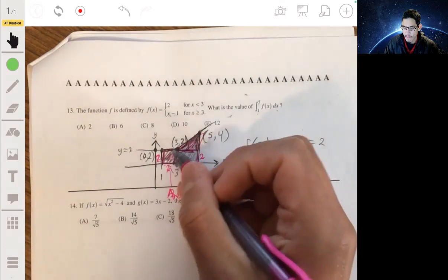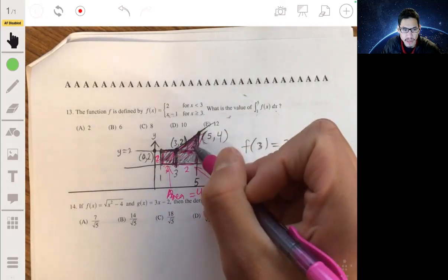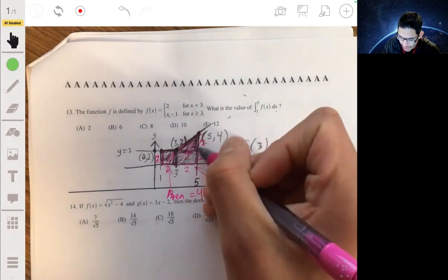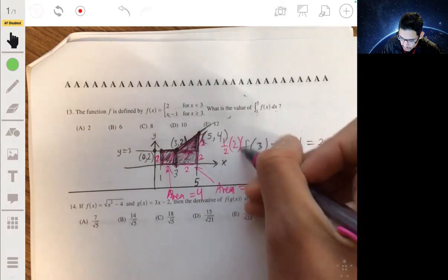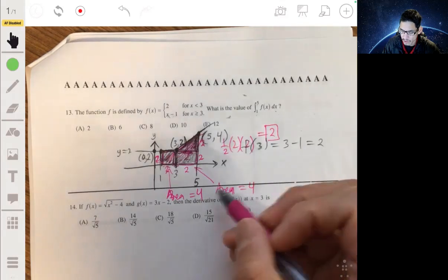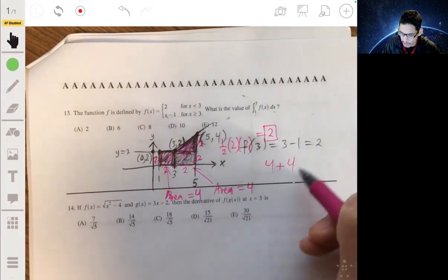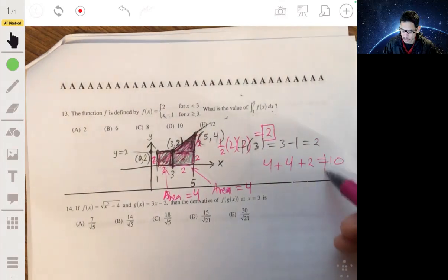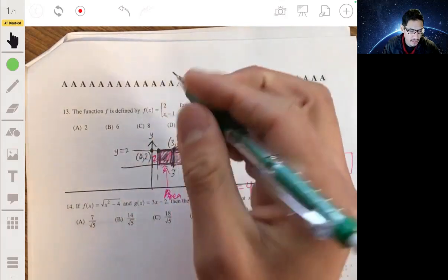4, 4. And then here we have a triangle with a base of 2 and a height of 2, but we're just going to have half of that square. So this will be 1/2 times 2 times 2, or just 2. So our total area will be 4 plus 4 plus 2. That'll be our integral. So our integral will be 10. Our answer will be D.